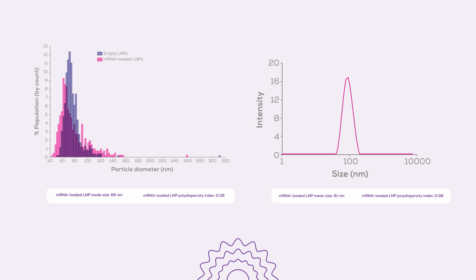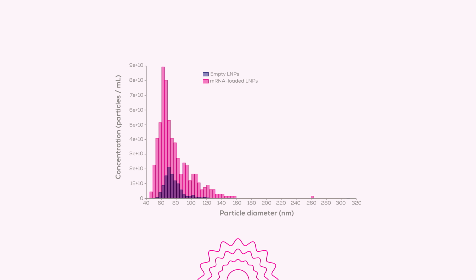While this might seem like a small difference based on this measure alone, TRPS facilitates a much more thorough comparison of samples. This allows for the detection of even minor yet meaningful differences in size. In this case, TRPS was able to discern that the mRNA-loaded LNPs were smaller in size than the empty LNPs. Not only that, the empty LNPs had a lower concentration.